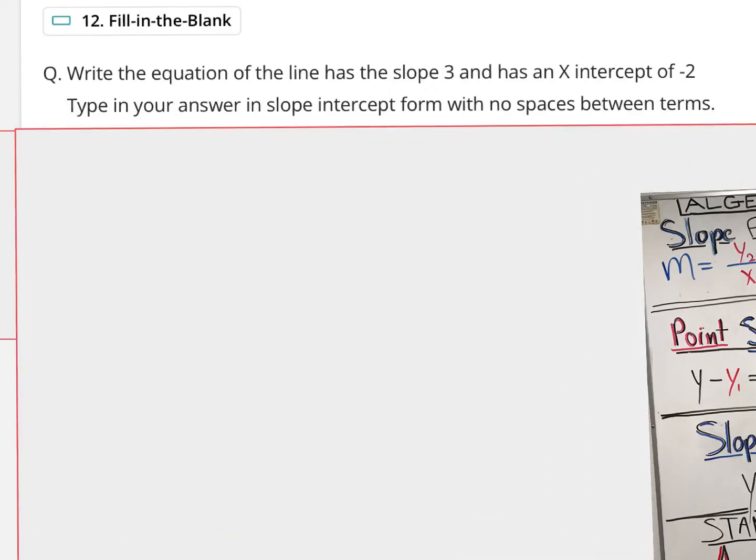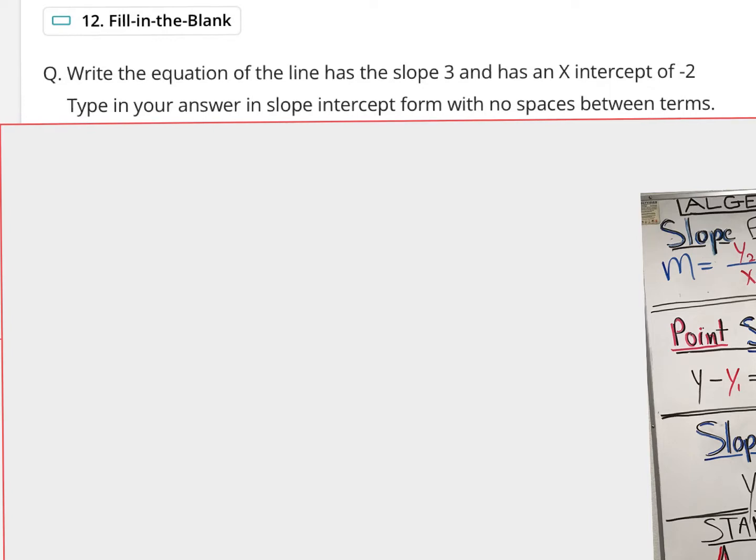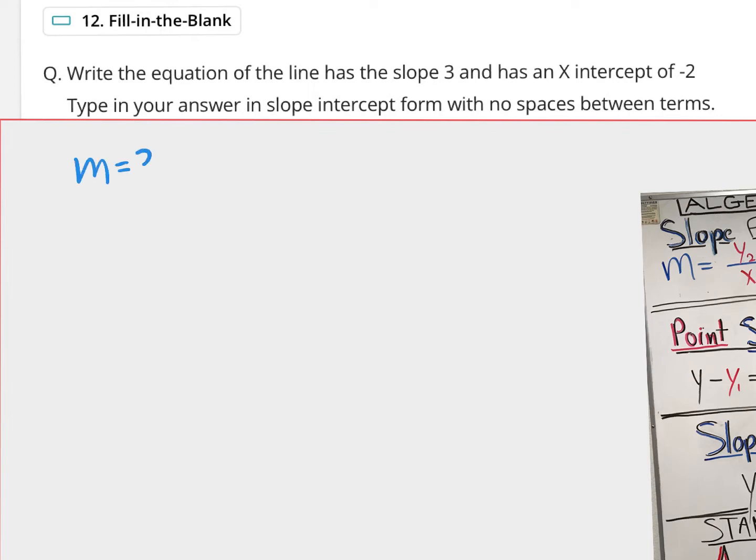So on this question right here, they want us to write the equation that has the slope 3 and has the x-intercept of -2. It says type in your answer in slope-intercept form. That's y equals mx plus b with no spaces between your terms. So we got to take the information that they give us and first of all write it down in your notebook, right? They give us the slope is 3. That means that the m value is 3. And they give us an x-intercept.